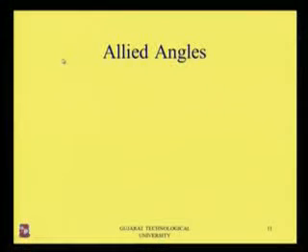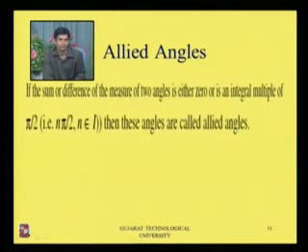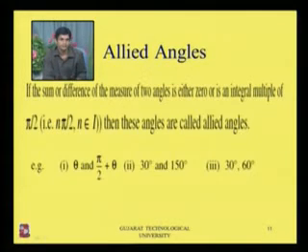Now we will discuss allied angles. What do we mean by allied angles? If the sum or difference of the measure of two angles is either 0 or an integral multiple of pi by 2, then these angles are called allied angles. For example, theta and pi by 2 plus theta, difference is pi by 2; 30 and 150, addition is 180; and 30 and 60, addition is 90.